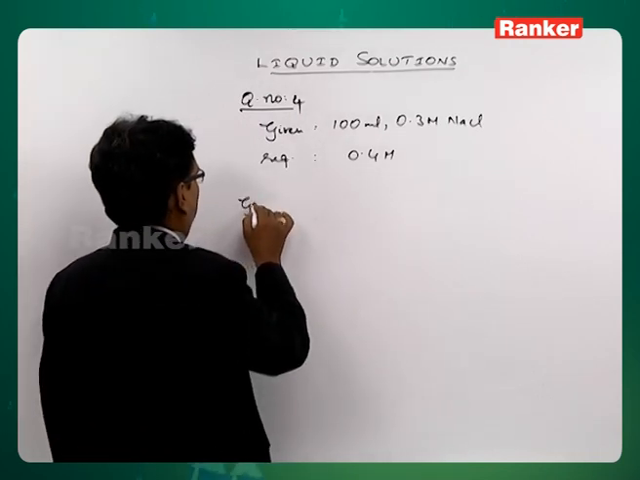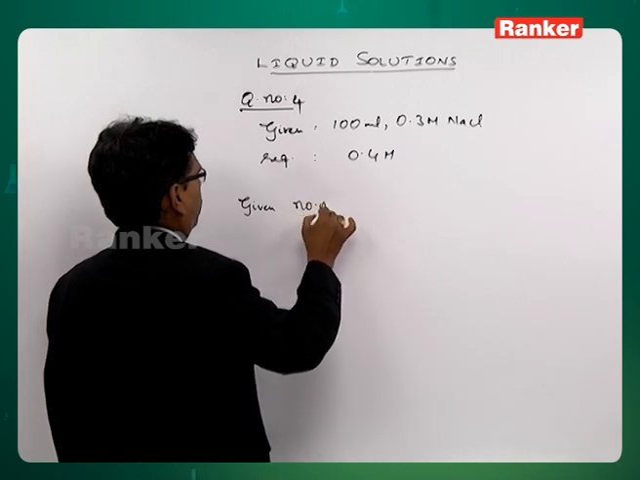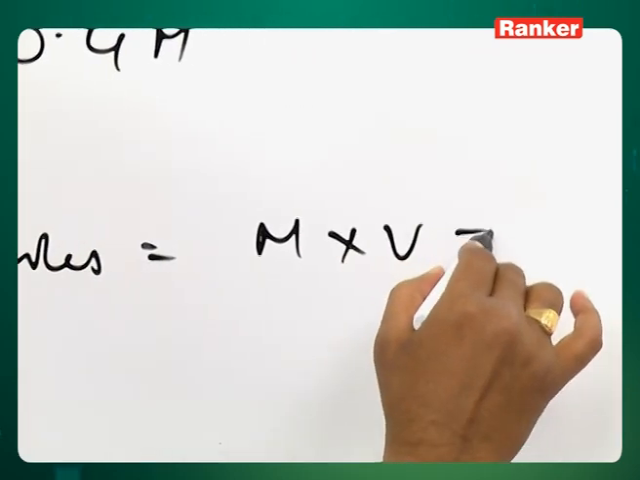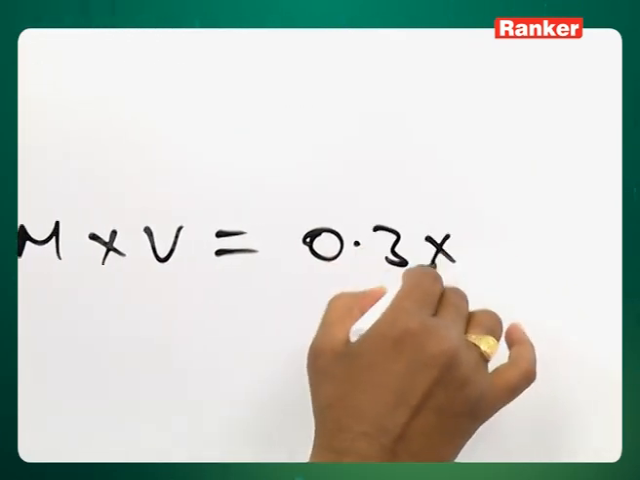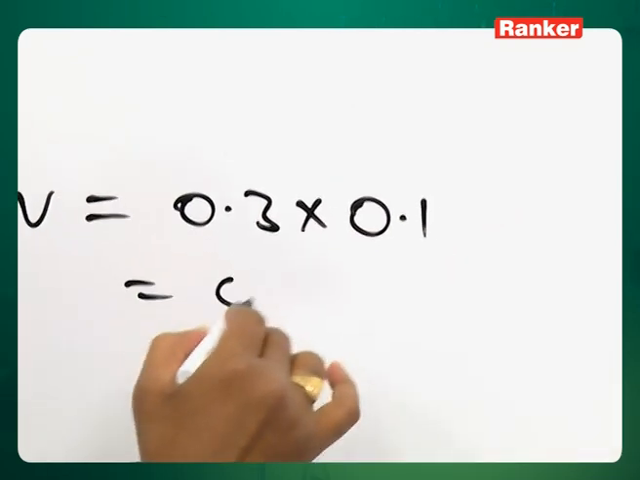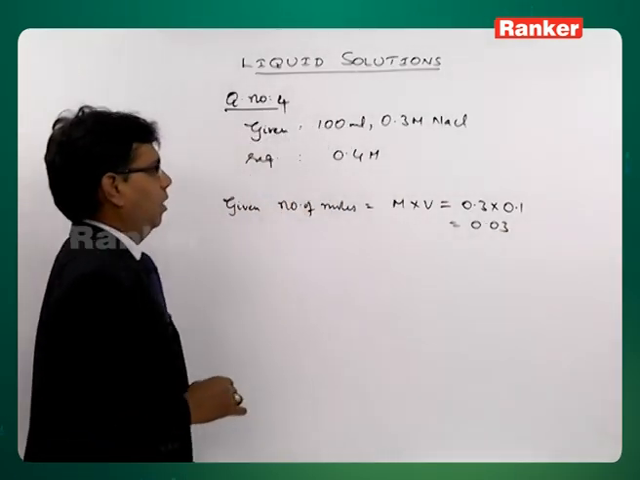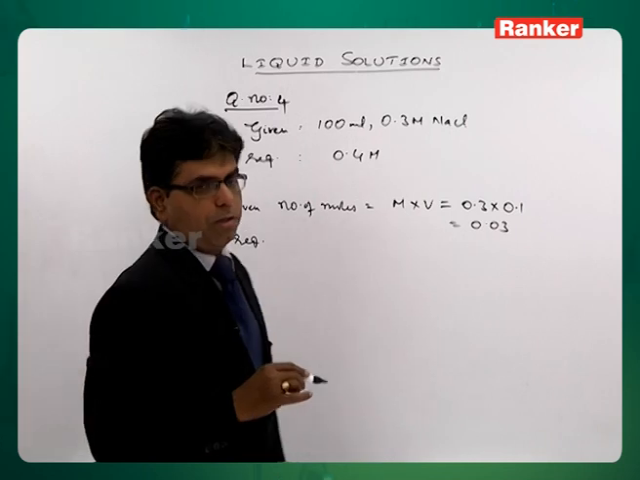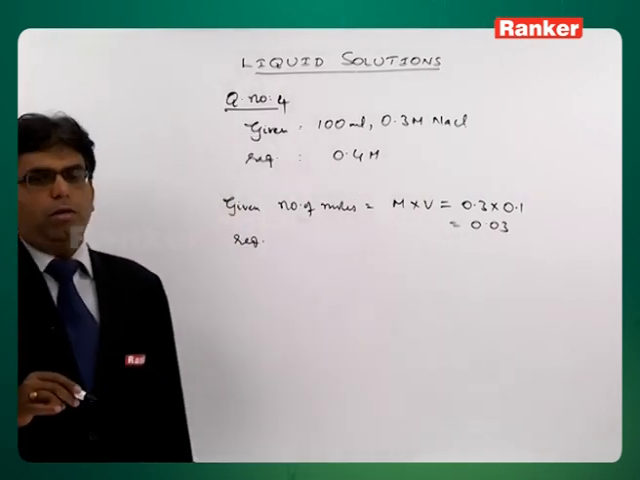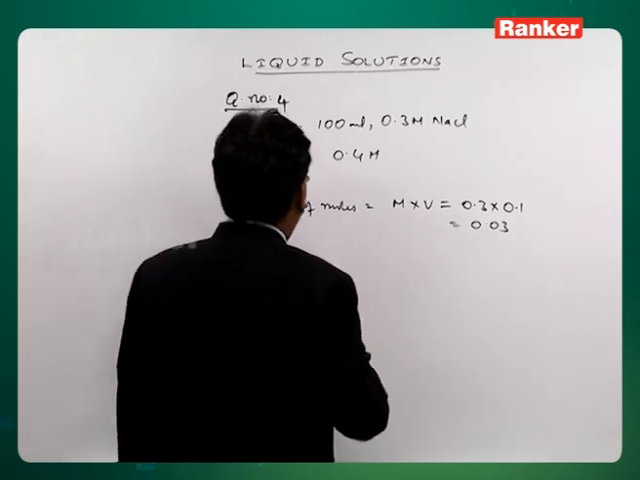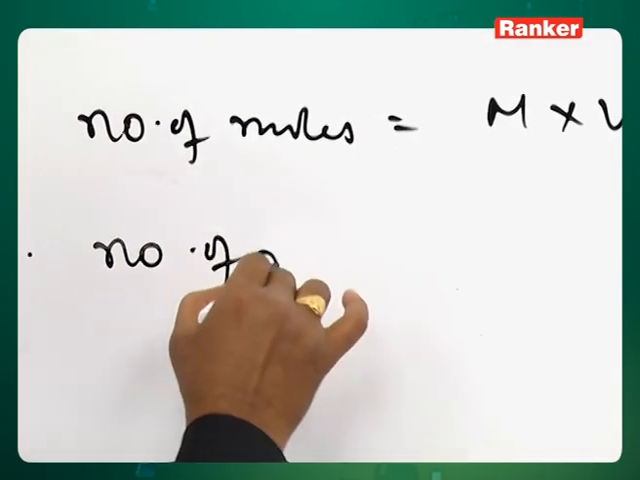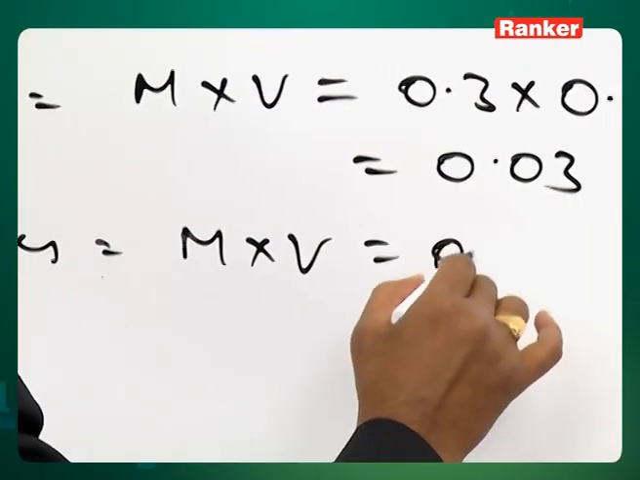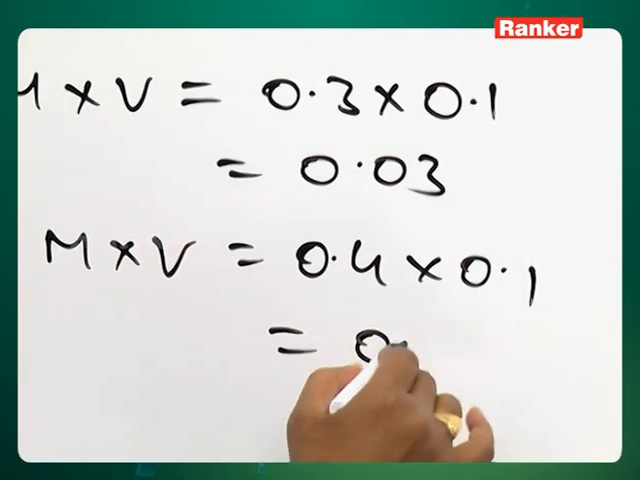So, given number of moles is molarity into volume in liter, that is 0.3 into 100 ml means 0.1, that is 0.03 moles. Now, required is, suppose if you keep the same volume constant, then required number of moles will be, again if you write M into V, this is 0.4 into 0.1, that is 0.04.